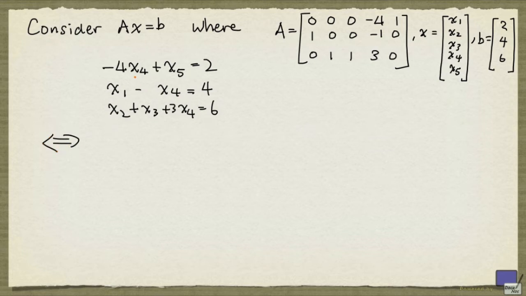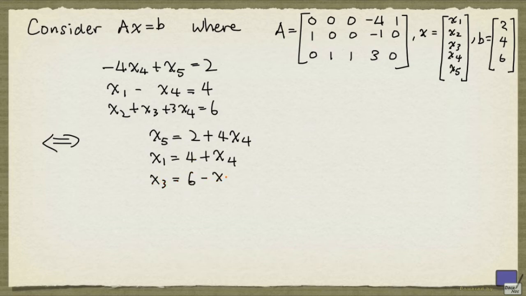If I add 4x4 to both sides of the first equation, I get x5 = 2 + 4x4. And if I add x4 to both sides of the second equation, I get x1 = 4 + x4. And finally, adding -x2 - 3x4 to both sides of the third equation, I get x3 = 6 - x2 - 3x4. Now, this system is equivalent to the original system.